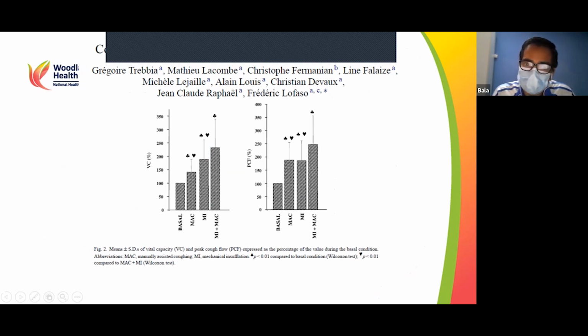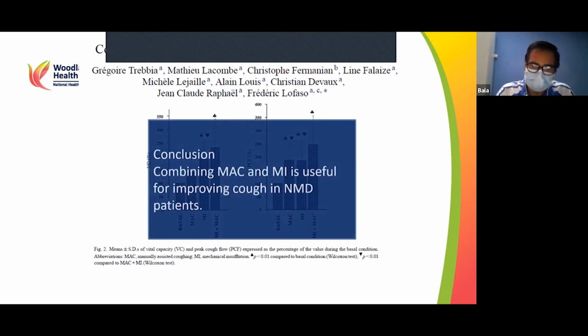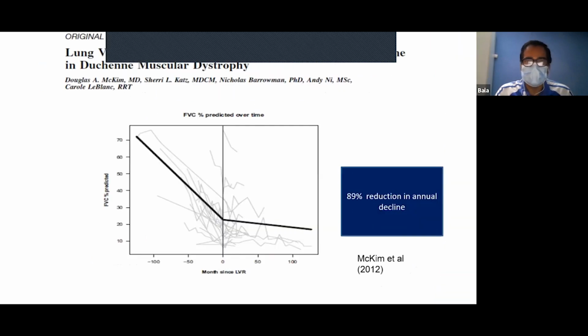So the question now is, how about NMD patients? They studied this in NMD patients, and they found that MAC, which is manually assisted cough, and manual insufflation are definitely good determinants for NMD patients also. So if you add on LVR as well as MAC, and if the vocal cord is intact, it helps NMD patients also. So these are some existing evidence for LVR improving cough in NMD patients. That's the conclusion of this article.